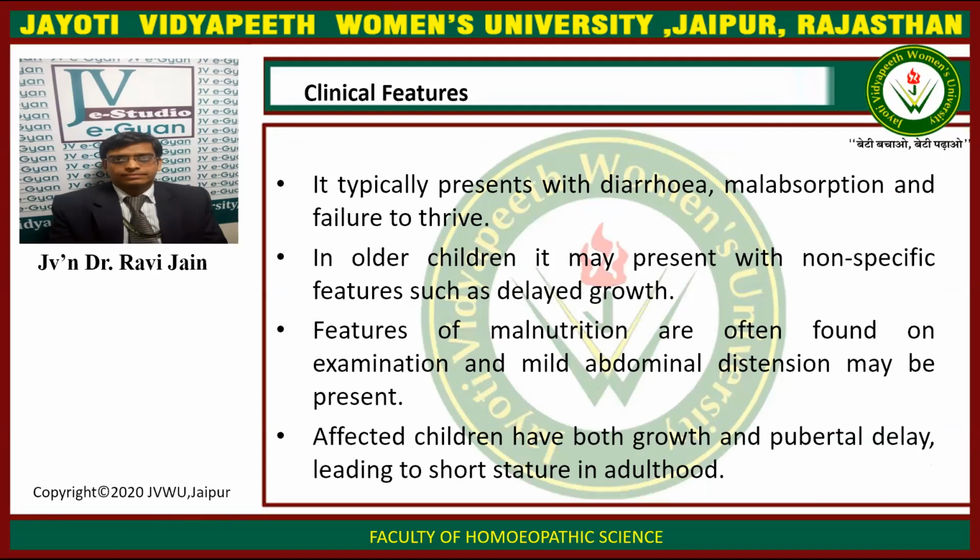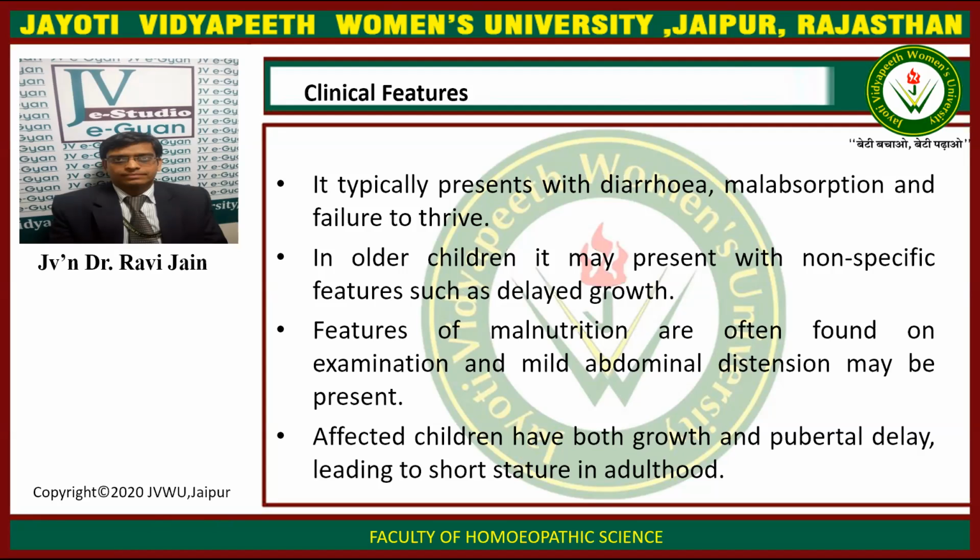The older children may present with a non-specific feature such as delayed growth. So there can be the sign and symptom that the growth has stopped. The child grew to a particular age, to a particular height, and then the growth suddenly stopped. The features of malnutrition are often found on examination, and mild abdominal distension may be present.